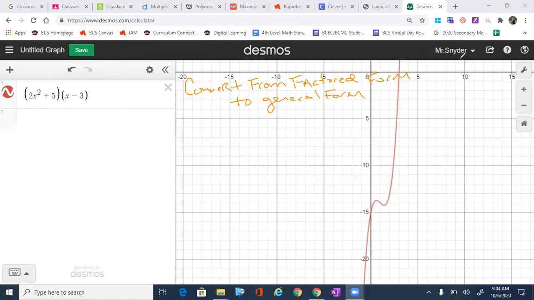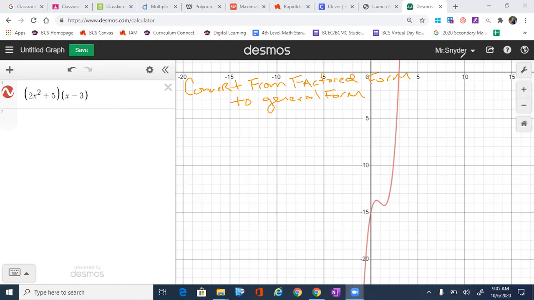All right, guys, we're going to convert from factored form to general form using the area model. Some people like to use FOIL, but today we're going to use the area model. Now, you'll see over here, I've got 2x squared plus 5 and x minus 3. I love to start with my binomials over there in the cell so I can look at the graph, because we're going to come back to that graph in just a second.